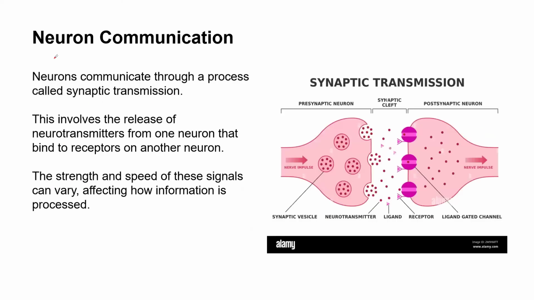Then the next thing that we are going to look at is neuron communication. Neurons communicate through a process called synaptic transmission. Usually neurons communicate with one another. As I said, there are billions of neurons found in the human brain, and each of these neurons has its own way of communication. Neuron communication is through synaptic transmission, and this communication involves the release of neurotransmitters from one neuron that bind to the receptors of another neuron.